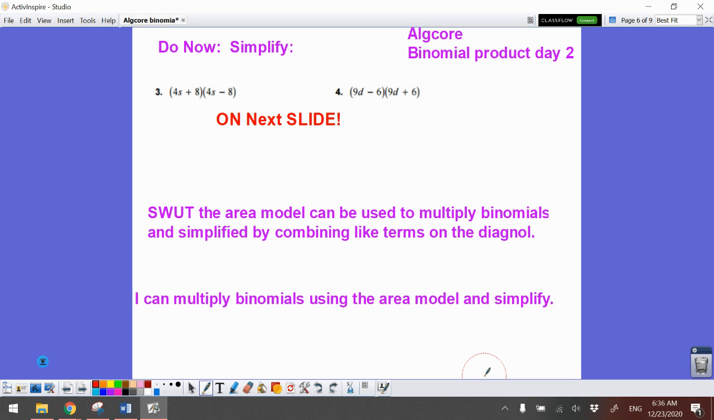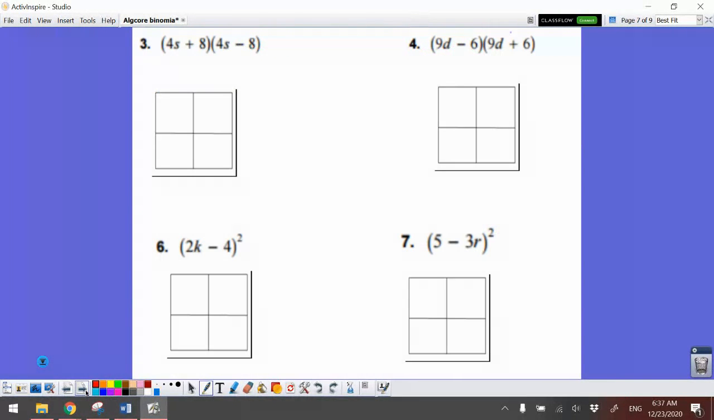Okay, so we're going to continue with our binomial products today, and we're actually going to extend this a little bit to look at binomials times trinomials and how we can use the area model to organize our thinking when it comes to larger products. Okay, so go ahead and start these 4 problems, and I will catch up with you shortly.